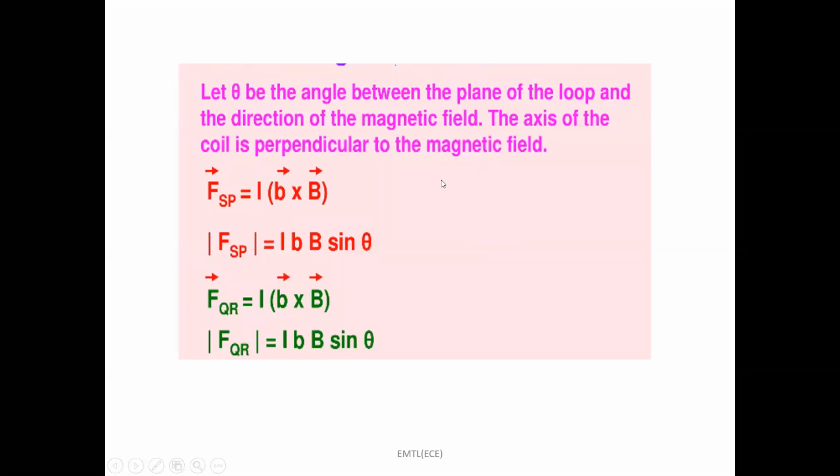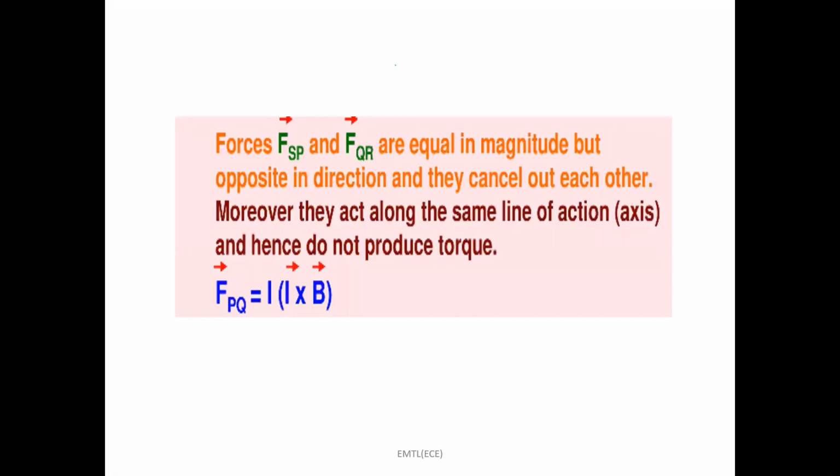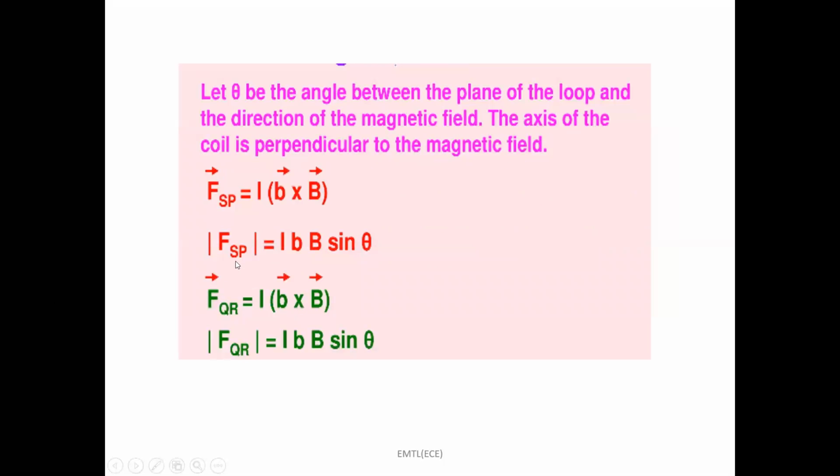According to magnetic force, F is equal to I B cross B. Here I is the current and capital B is the width of the rectangular loop. So B cross B is taken as BB sin theta.